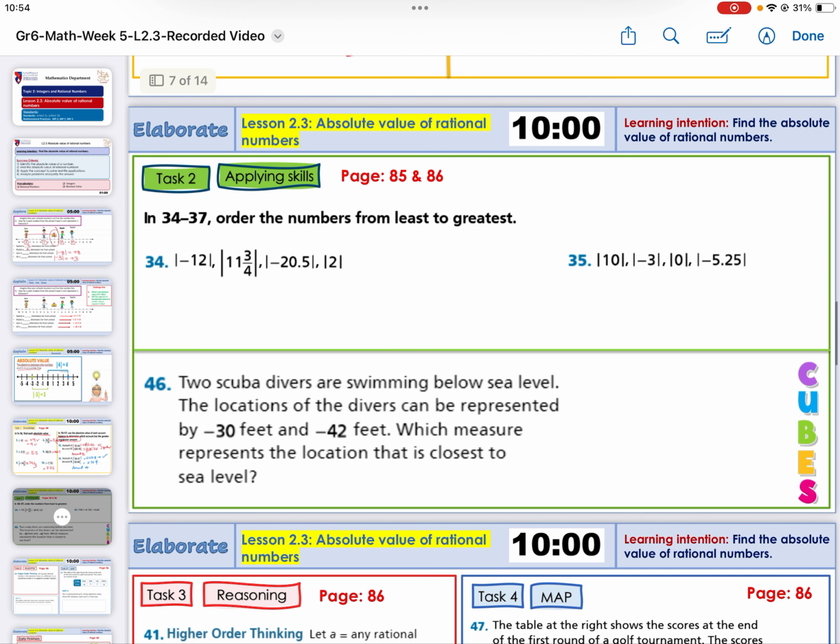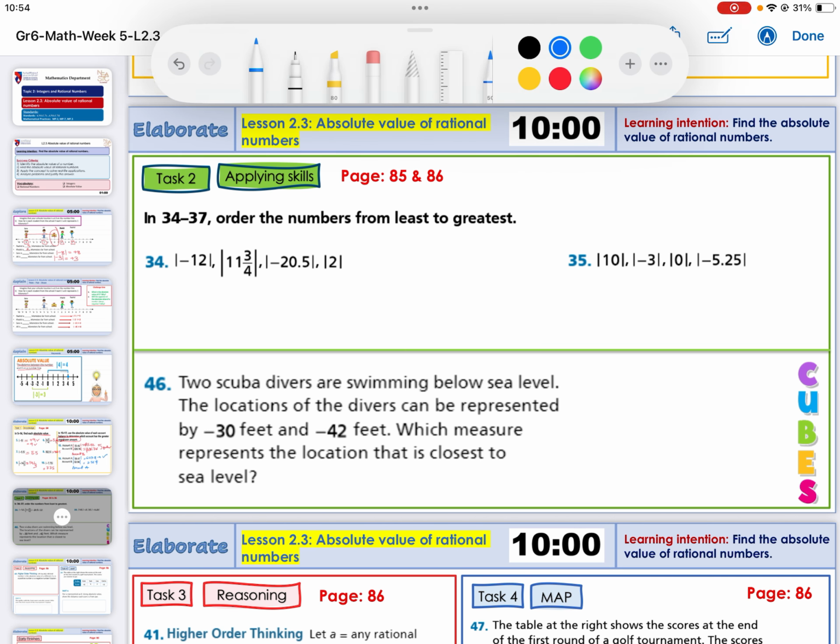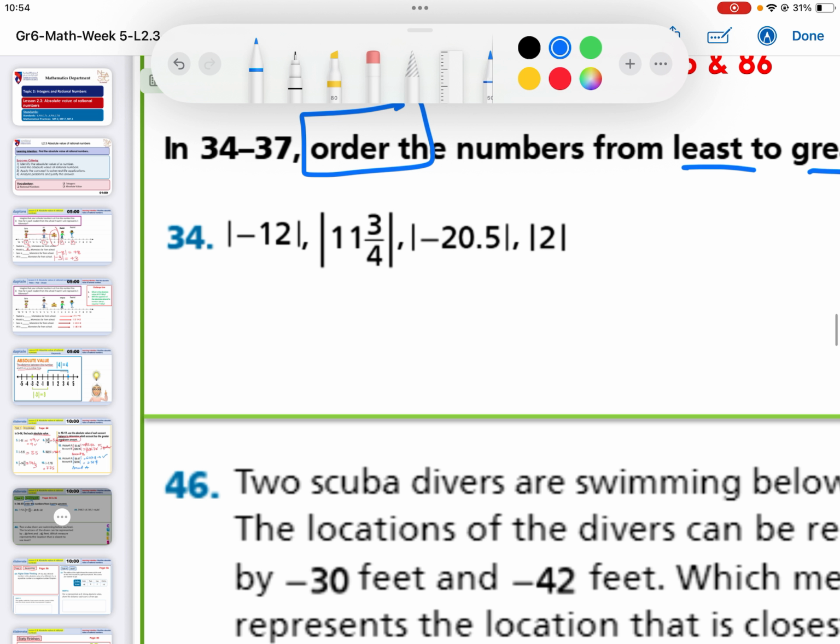Now, let's move on to task 2. Okay, guys, so task 2, the second idea of this lesson, is to order the numbers from least to greatest. Before I start ordering, first of all, you need to find the value of each number and then you order. Because otherwise it could be confusing. But when you find the value and then order, it will be clear enough.